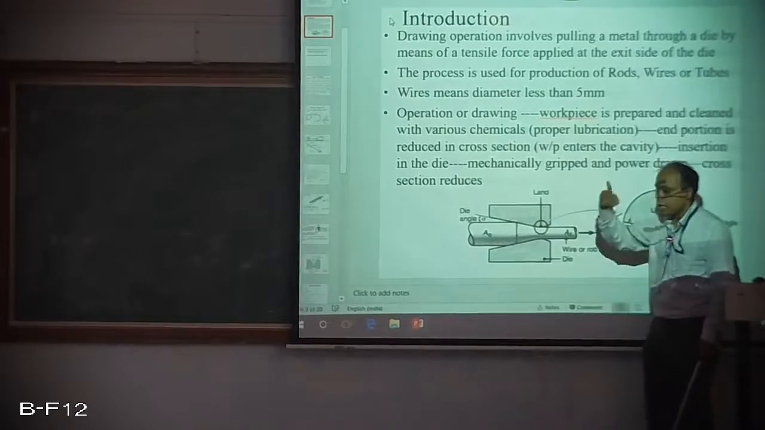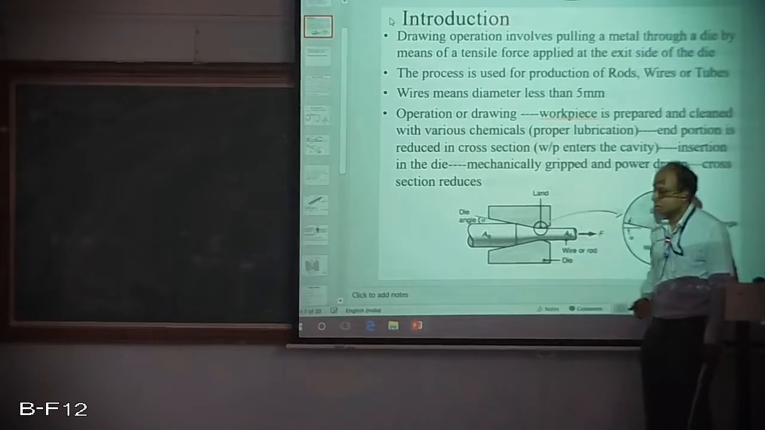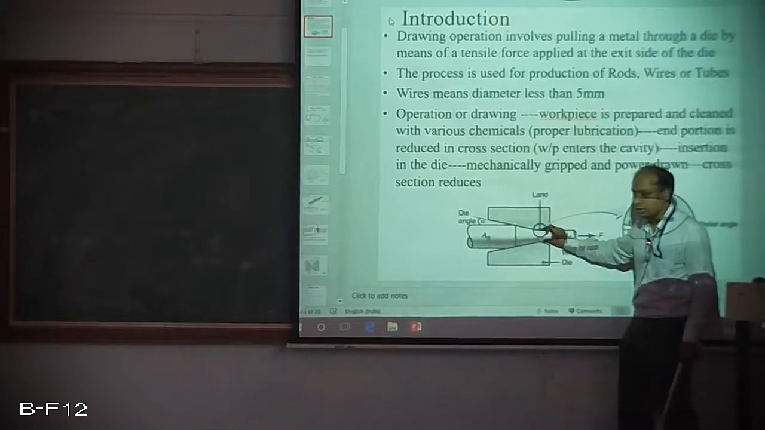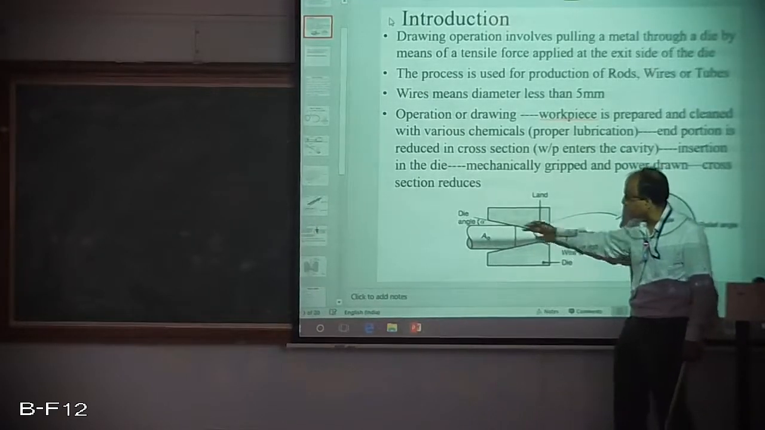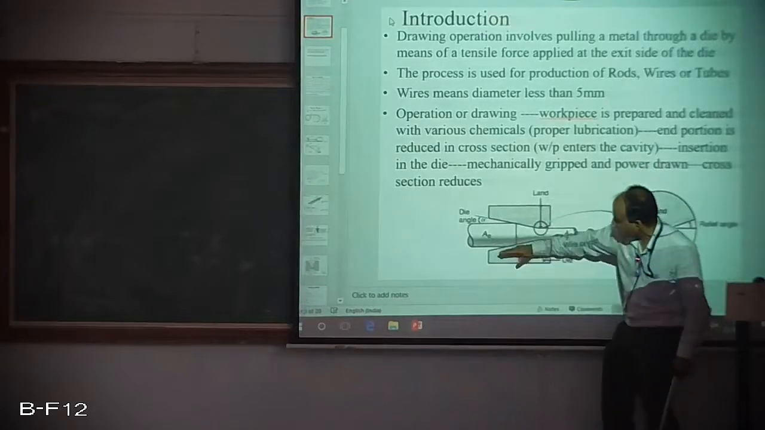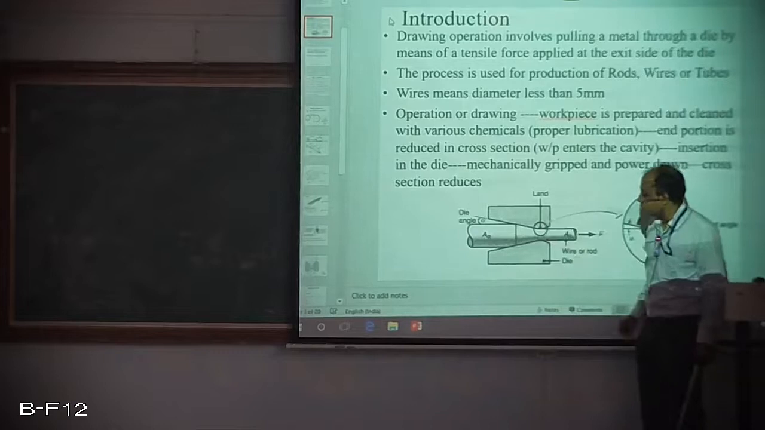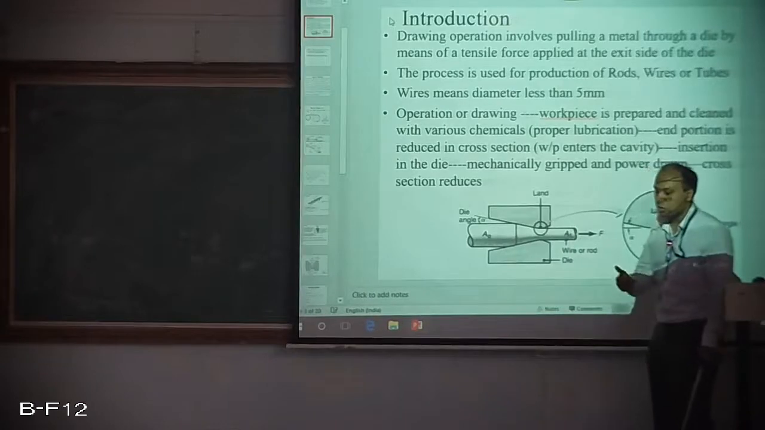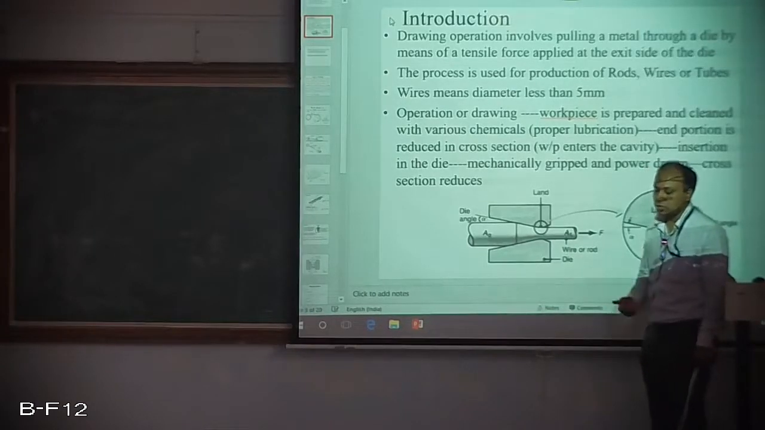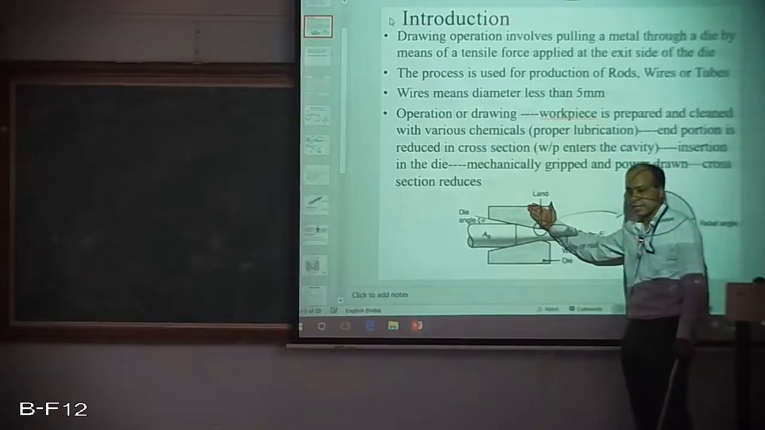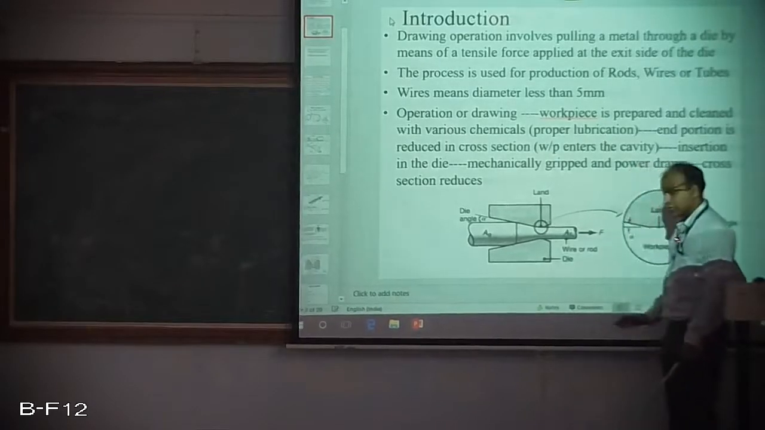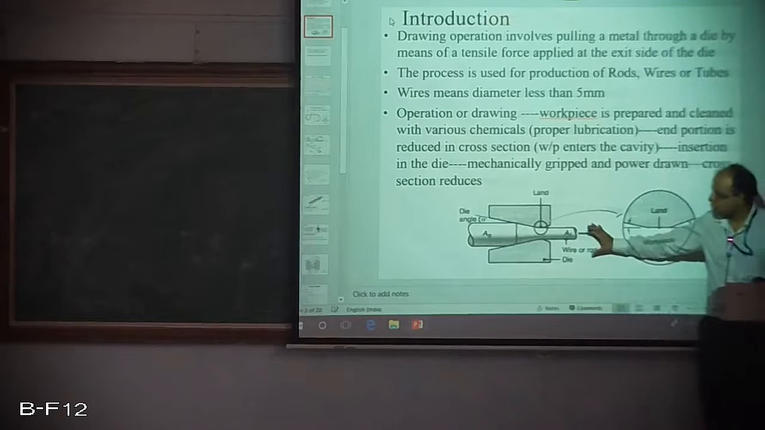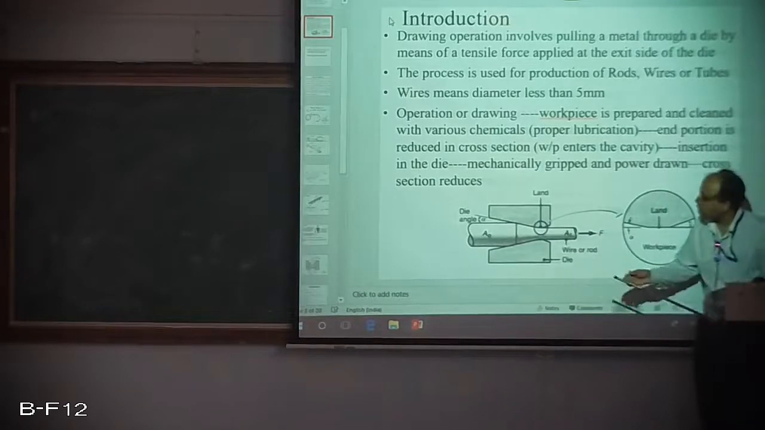Now how can I increase reduction per pass? By increasing the die angle. What will happen if I increase the die angle? This orifice, the constricted portion here, will go on reducing. Higher the alpha, this will be reducing. So by increasing the die angle, you can give more deformation. So more reduction is possible per pass by increasing the die angle. But there is again a limitation, as I told. That we'll see. So this is about your deformation or reduction per pass.